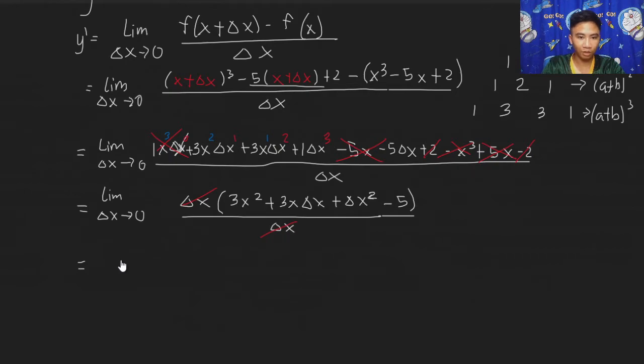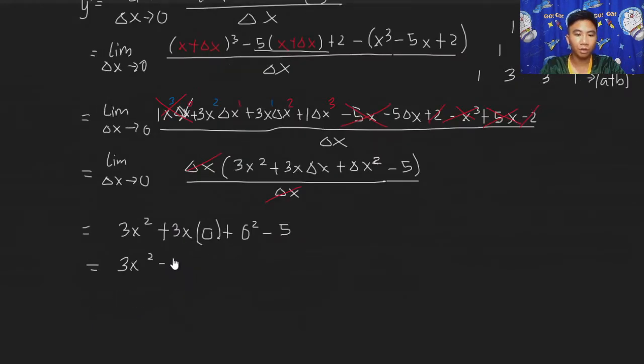So, itong limit, substitute na natin, so mangyari is, mawawala na nga ito. So, may delta x. So, magiging 3x squared plus 3x. Yan. Si delta x magiging 0 na. Plus 0 squared. Ito yan. Minus 5. So, our answer will be 3x squared minus 5. Ayan. Kasi makakancel na to. Ano ba yung given natin again? So, x cubed minus 5x plus 2.